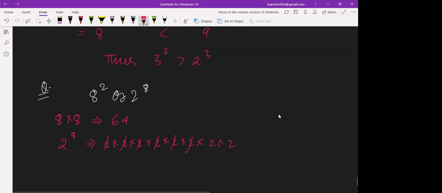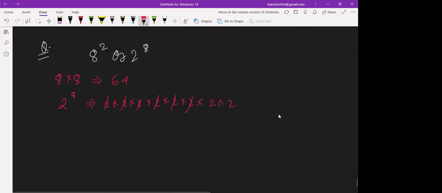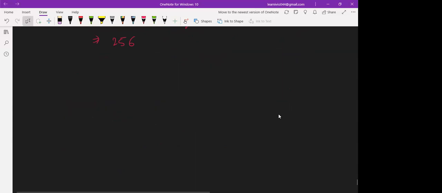Actually, we got the answer here also, that 2 to the power 8 is 256. So just directly write the answer, but in exam, you can calculate also. So 2 to the power 8 is 256. So which is greater? 2 to the power 8. Very good. 2 to the power 8 is greater than 8 to the power 2. Understood? Yes, ma'am.